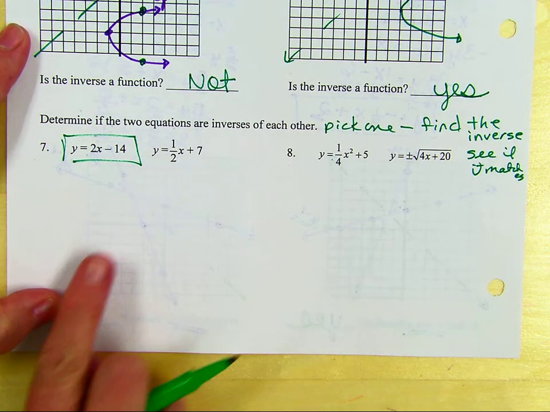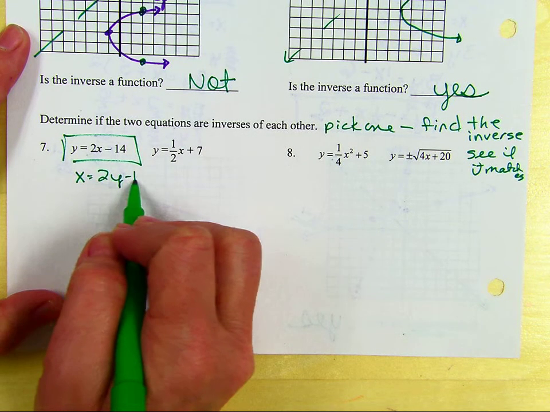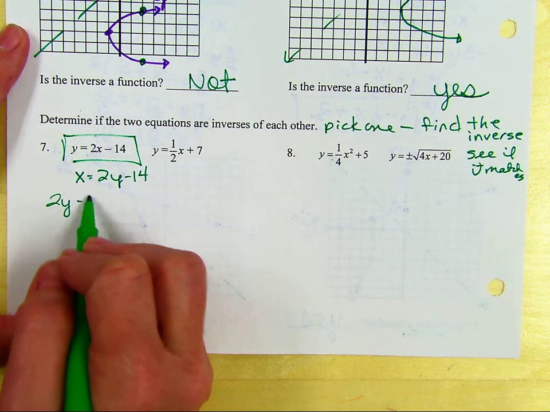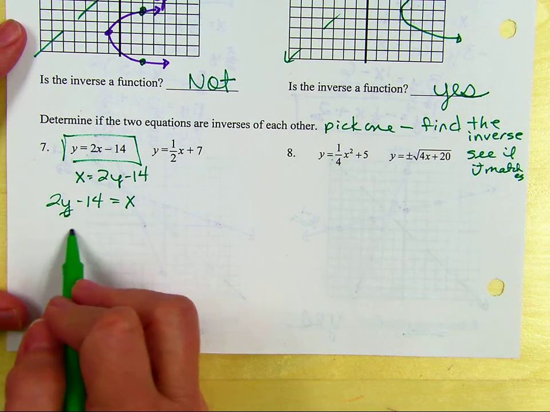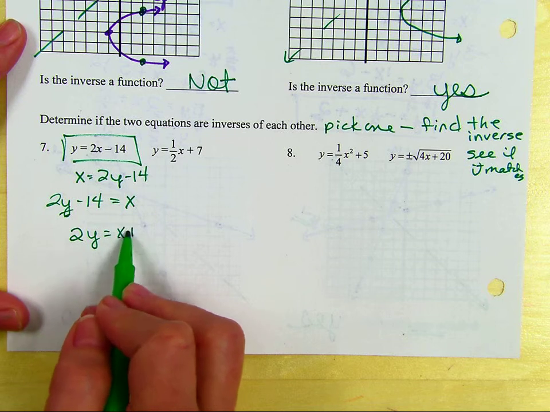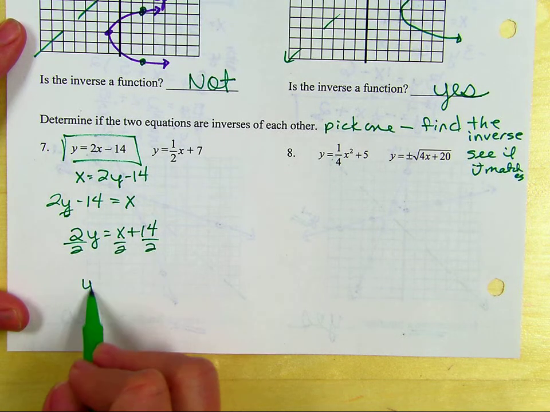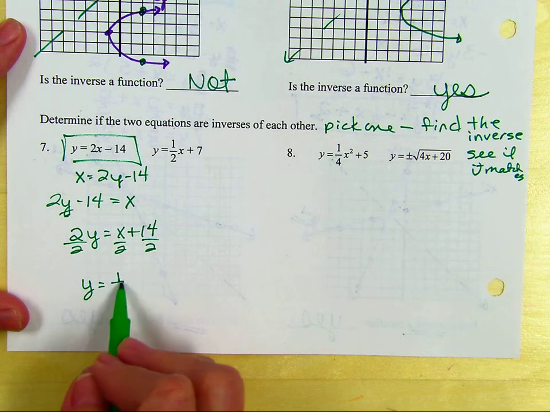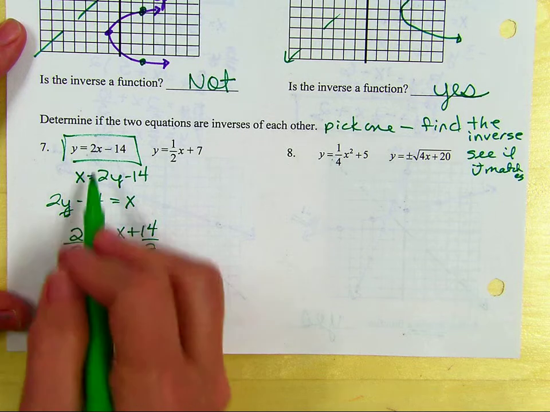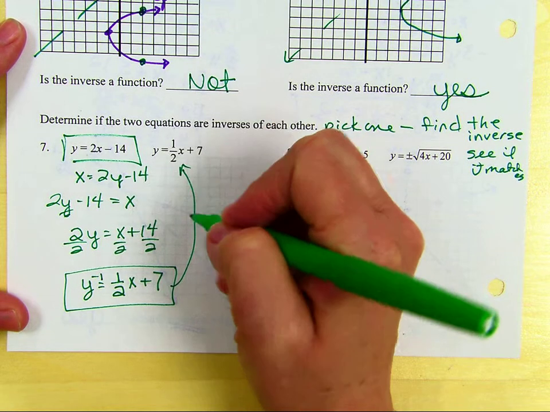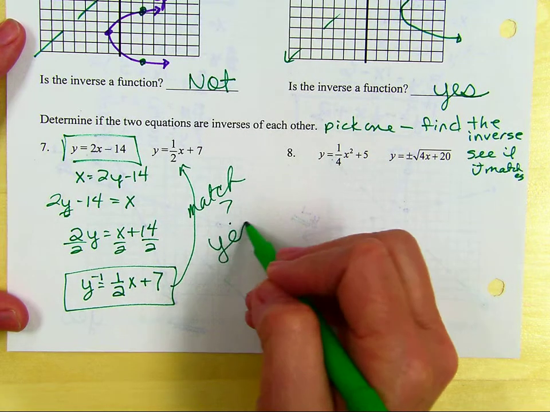All right, so trade the x and the y. Flip the function, solve for y, so add 14 to both sides, divide everything by 2, y equals, there's a 1 on top, 1/2 x plus 7. This is the inverse for this function. Does it match? Yes. That makes yes, these two are inverses.